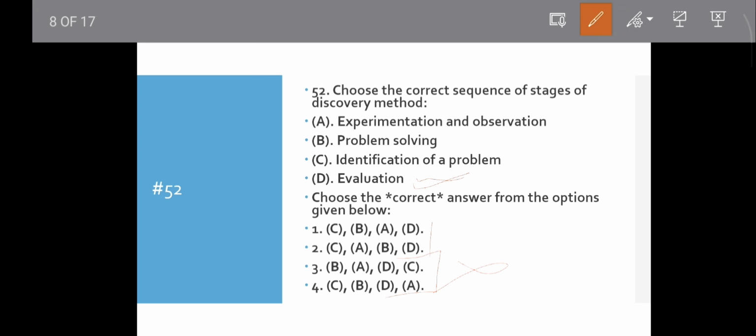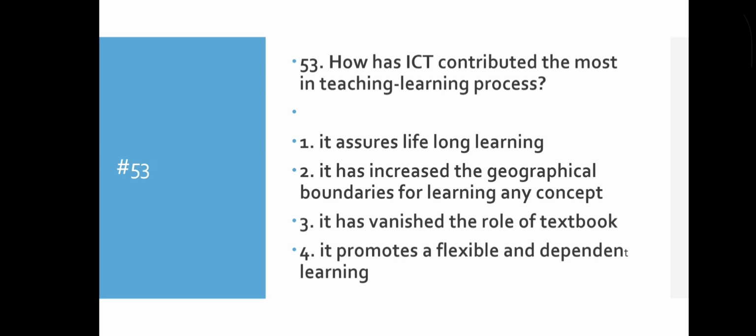First, identification of problem, C. Option 1 and 2 also contain it. Then observation, A. Obviously option 2 contains it. After C it is A, then B, then D. Option 2 will be the correct answer. Move to the next question.